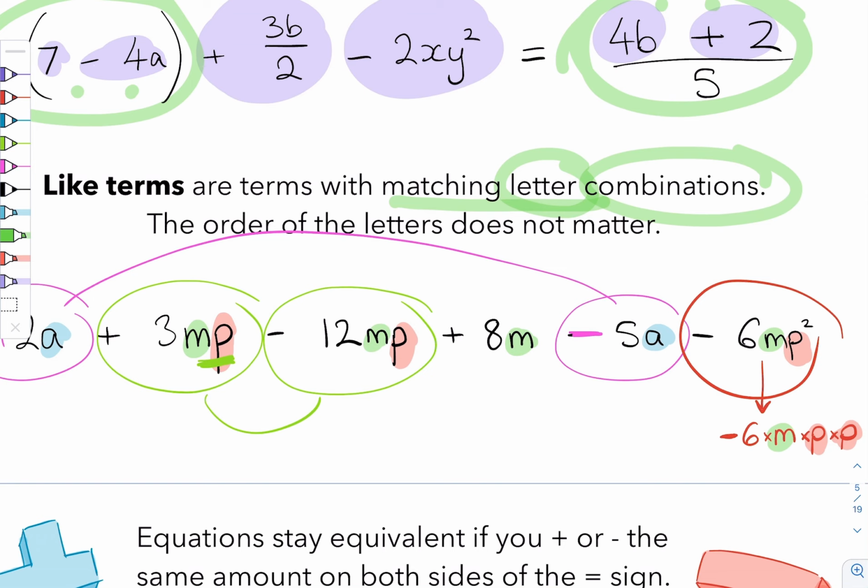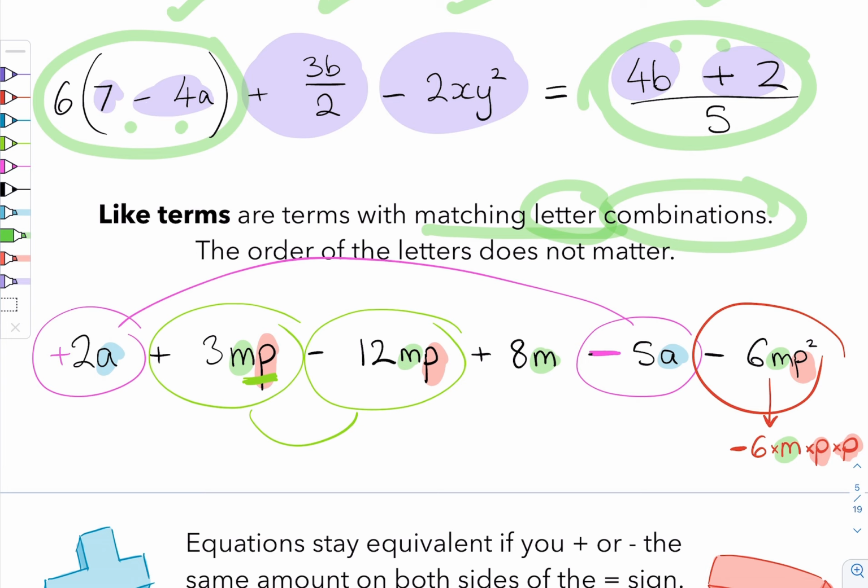Again, there's a video, gathering like terms. I use cartoons and pictures and colorful uniforms to give you more ideas as to how to figure this out. But as long as you know what a term is and you can eyeball which ones match, that's going to make the whole algebra solving easier.